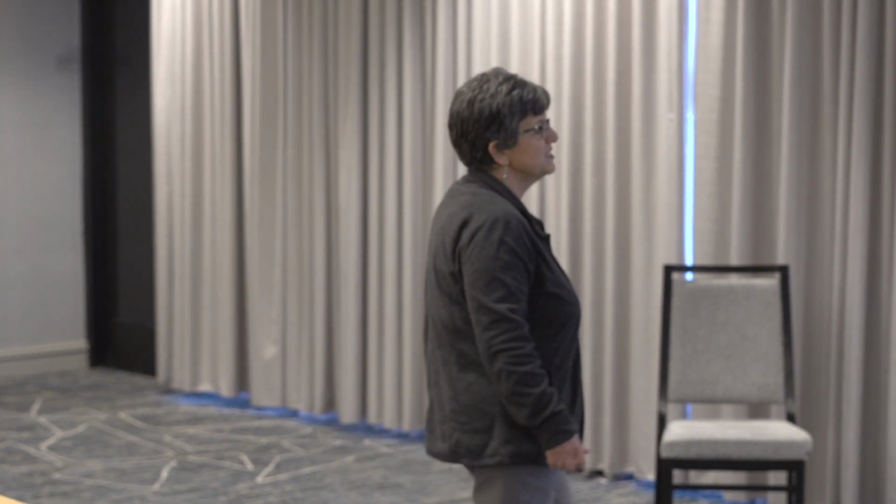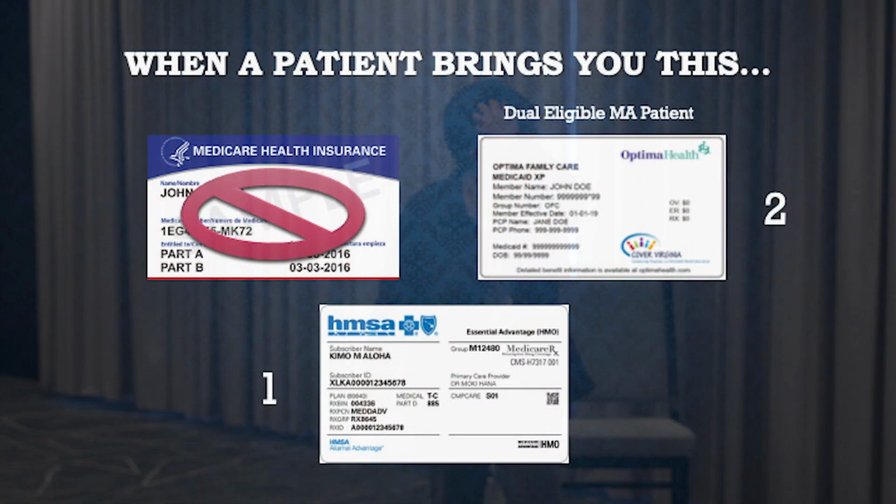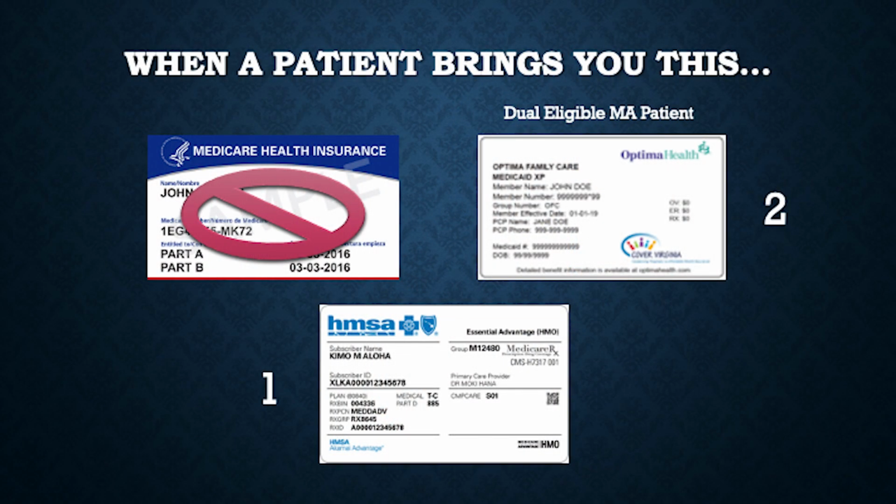So what if the patient brings you this mess? They bring you the red, white, and blue Medicare card, they bring you their Medicaid card, and then they bring you their Essential Advantage HMO Medicare replacement card. How do you profile that? The HMO would be primary, Medicare would be secondary, and you just put that one for the record.